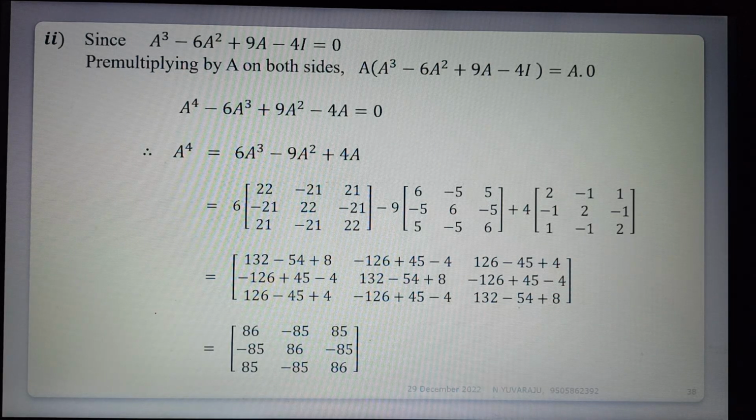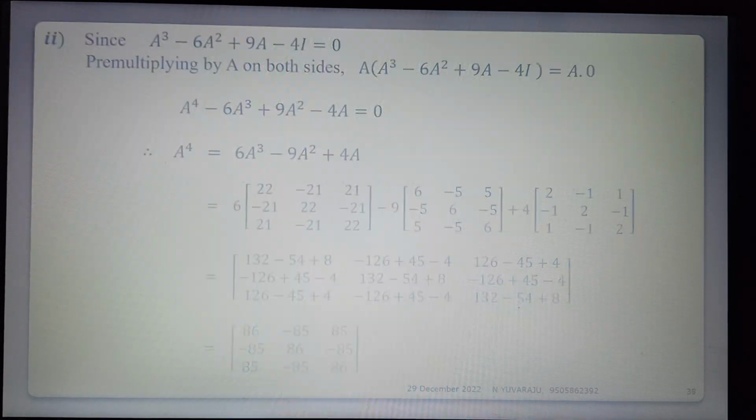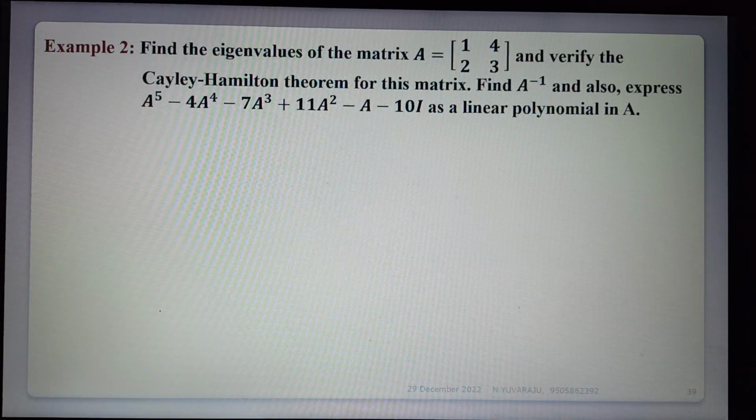Okay, so next one, find the eigenvalues of the matrix A is equal to 1, 4, 2, 3 and verify the Cayley-Hamilton theorem for this matrix. Find also A inverse and also a power 5 minus 4 into a power 4 minus 7a cube plus 11a square minus a minus 10i as a linear polynomial. This total polynomial of fifth degree is converted only to a linear polynomial, that is only power of 1, by using Cayley-Hamilton theorem.